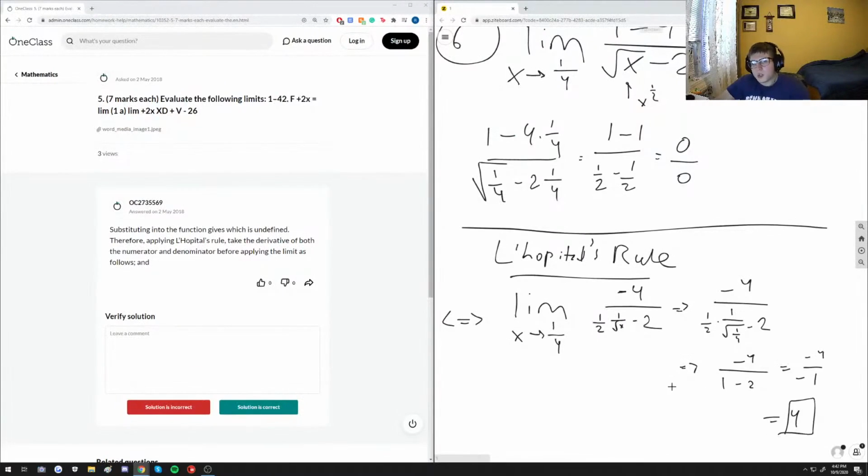So because we were able to evaluate this limit after L'Hopital's rule, we found that our limit is equal to 4. So I'm just going to write that in here. After using L'Hopital's rule once and substituting in for x equals 1/4, we find that the limit evaluates to 4.